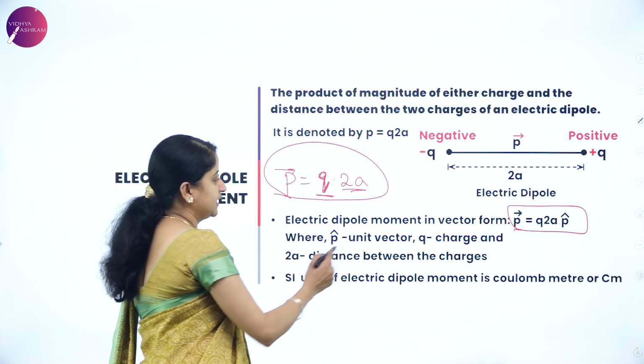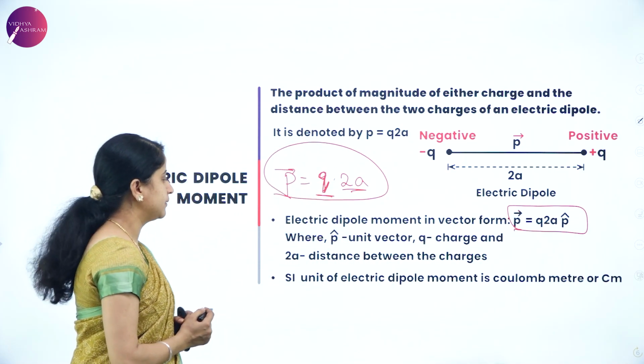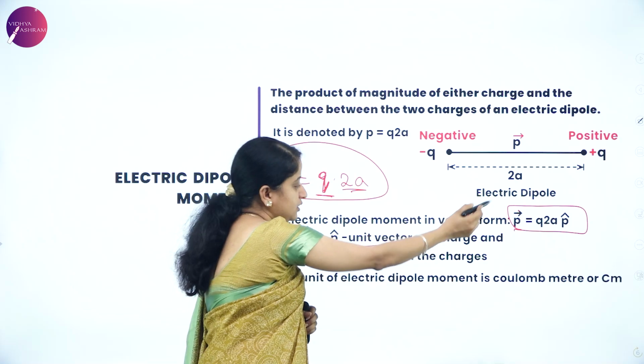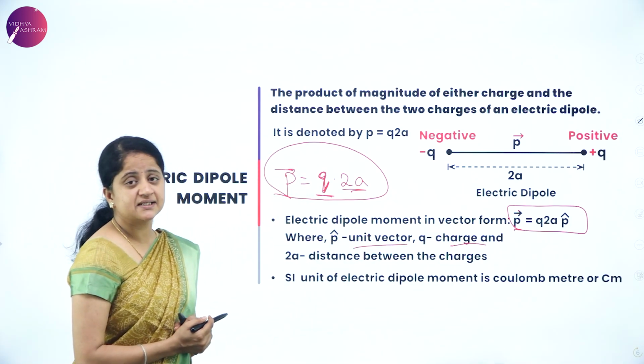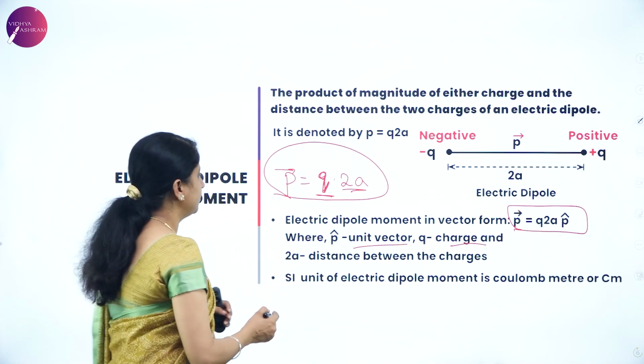So in vector form we can write it as vector P is equal to Q into 2A P cap, where P cap is a unit vector and Q is charge and 2A is nothing but the distance between the charges. What is the SI unit of electric dipole moment?